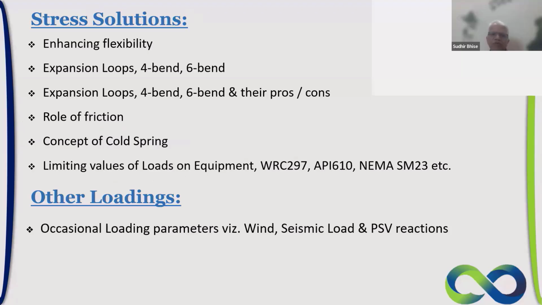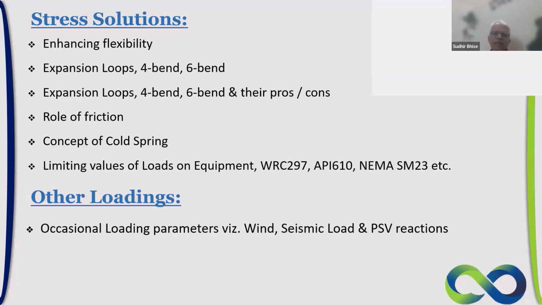Then after understanding this basic theory, we are going to study the various solutions which are going to be used for solving the problems related to the stresses, the strains, the higher loads in the piping system. So different solutions such as enhancing the flexibility, the application of the 4-bend, 6-bend loop, where 4-bend must be applied, where 6-bend cannot be used, or where 6-bend must be used. So all these studies we are going to make.